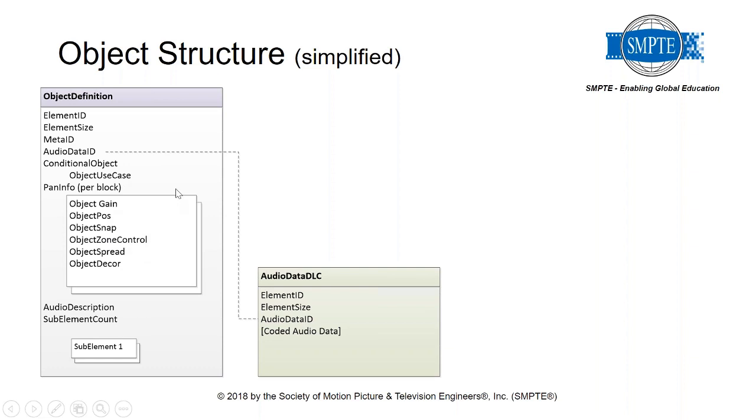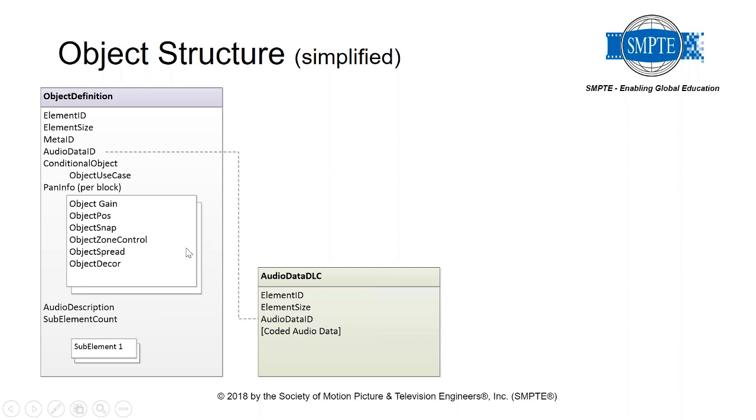This is what's called the Paninfo in the spec. This basically is where all the rendering metadata is carried. It can include gain, object position, object snap, which we'll talk about a little bit later, zone control, object spread, and object decorrelation. So this is basically all the rendering information for this object, and it's carried on a per block basis.